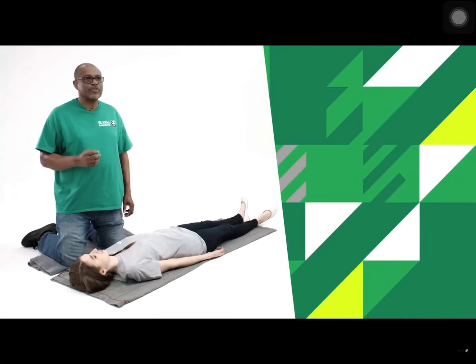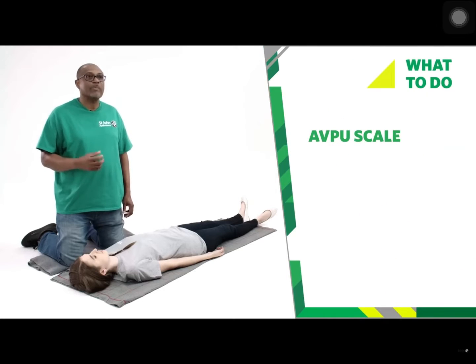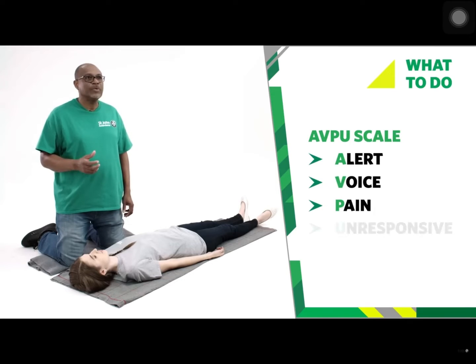We use the AVPU scale, and each letter can represent the casualty's level of response. A, alert. V, response to voice. P, response to pain. And U, the casualty is unresponsive to stimuli. If there's still no response, they are unresponsive.